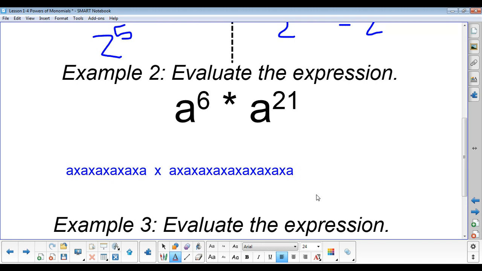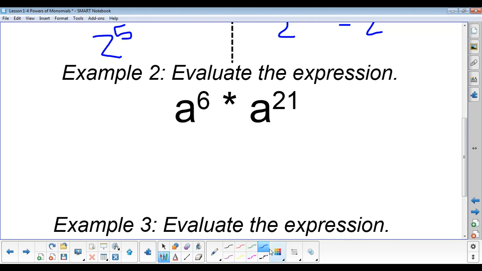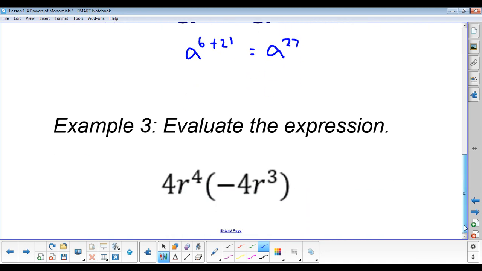Sure. But don't you guys agree that it'd be a lot faster for me to just say, okay, well, I have 6 a's from my first term, and I have another additional 21 a's for the second. Adding those two exponents together, I get a to the 27th. It's simply a shortcut. It doesn't mean we can't expand it out. It just means that we don't have to if we don't want to spend that kind of time.